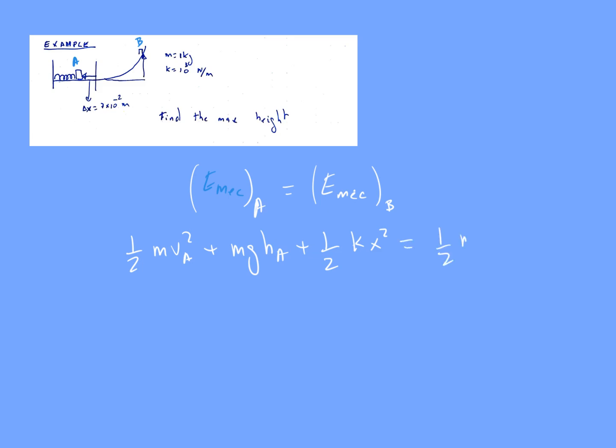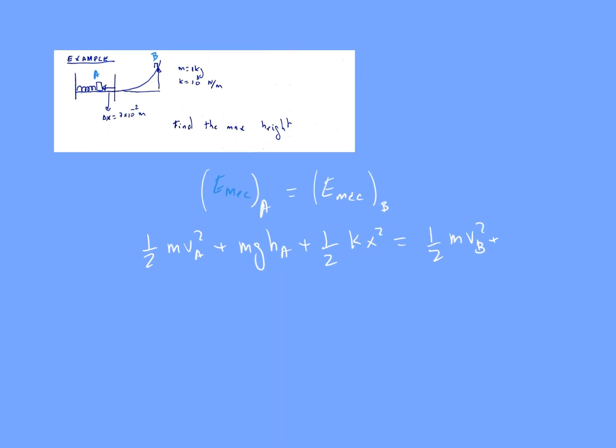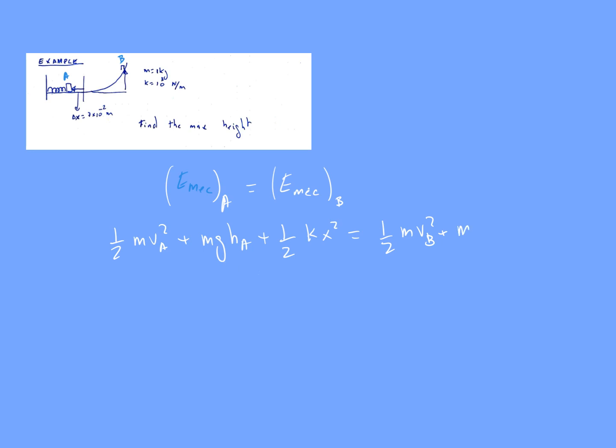What is the kinetic energy plus potential energy plus the spring, if there is a spring at the point B? But at the point B there is no spring, so there is no elastic energy of the spring. So let's go solve it. Find the height, find the HB.